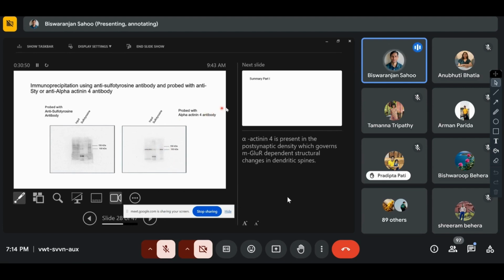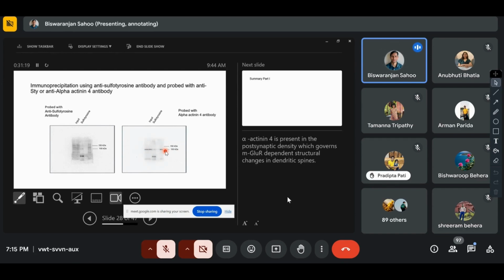Now if the protein is alpha-actinin 4, then it should be at the same position. You can find a band, and we can find at the same position a detection of alpha-actinin 4. Although I can say these results are 80% confirmed, the final result still needs to be confirmed.